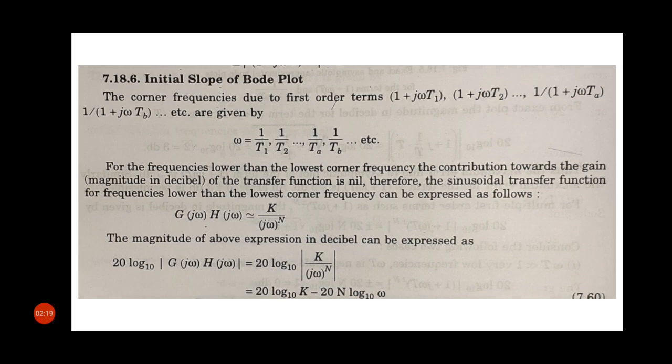We can write this equation in this manner also: 20 log 10 k minus 20 into n into log 10 omega. So as per this equation, the graph of magnitude in decibel versus log 10 base omega has an initial slope of minus 20 into n dB per decade. Okay, as n denotes the type of the transfer function, therefore the initial slope of Bode plot is decided by the type of the system.